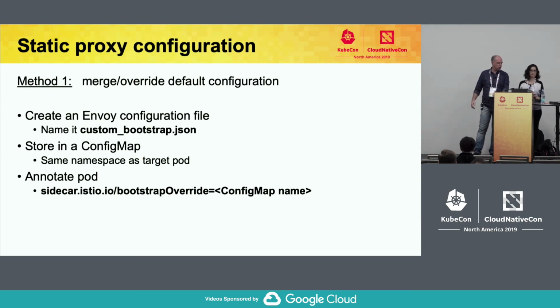There are 2 methods for doing this. If you wanted to override the default configuration or have additional properties that go into the default startup config, you basically create an Envoy configuration file, which means you need to understand Envoy's configuration in detail. It can be complicated, but if you are adventurous and you can grok the entire configuration, create a file, store that file in the config map, and then annotate the pods to use the startup config that you created instead of the default startup config.